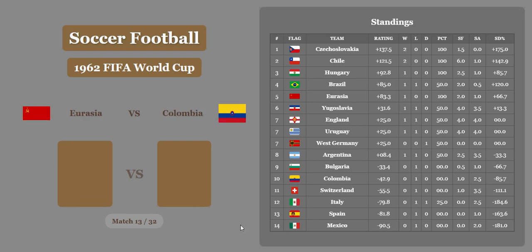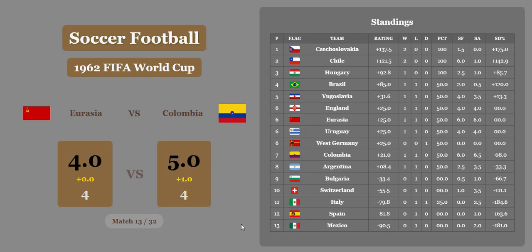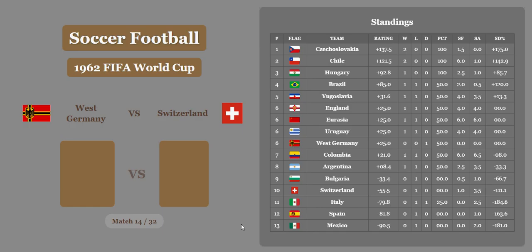Next match, Eurasia versus Colombia. 4-4. Colombia is going to win it on the economic difference here. They're going to get a whole goal, in fact. So Colombia is now 1 win, 1 loss. And Eurasia, 1 win, 1 loss as well, but Eurasia is still beating them by 1 place on the rating.